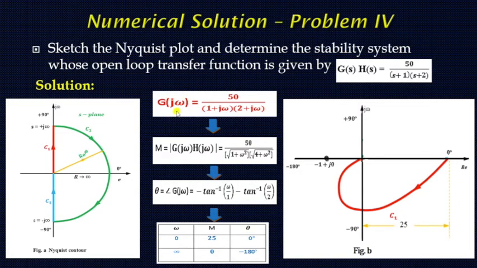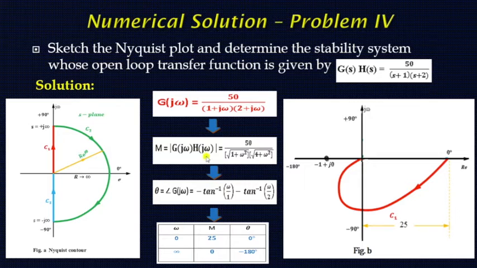Put S equal to J omega. Then we get 50 by 1 plus J omega into 2 plus J omega. Then calculate magnitude. Taking mod of Gj omega, this is equal to 50 divided by root over 1 plus omega square into root over 2 square, that means 4 plus omega square.